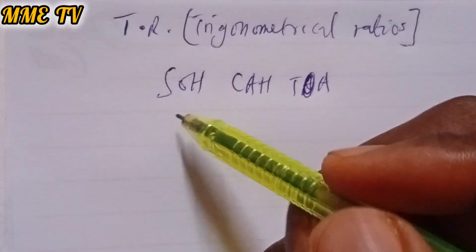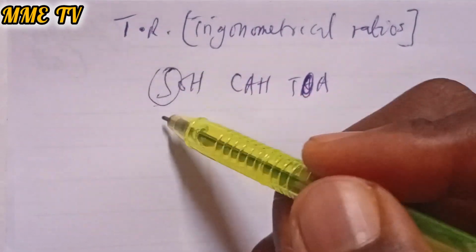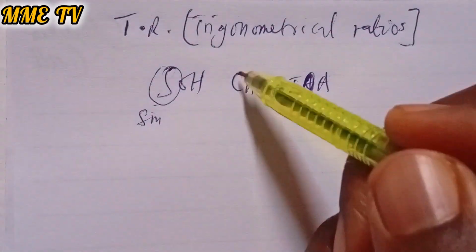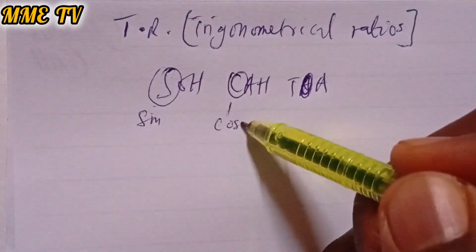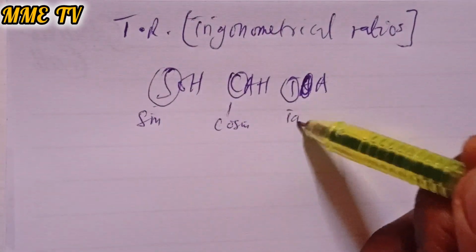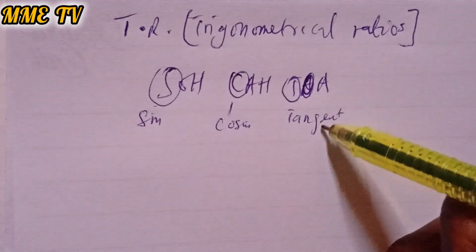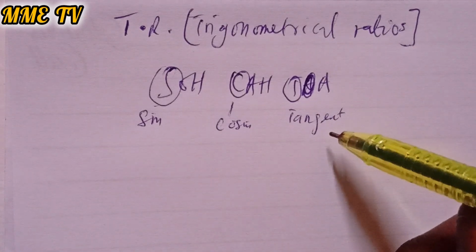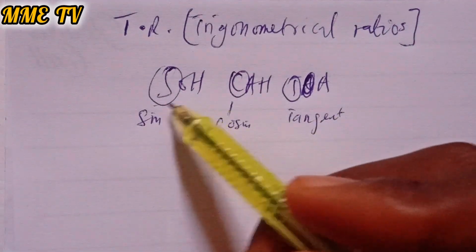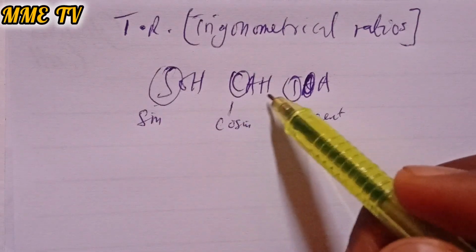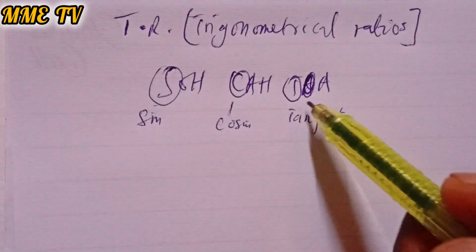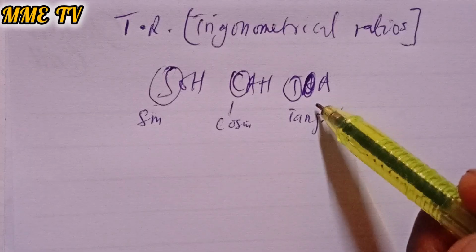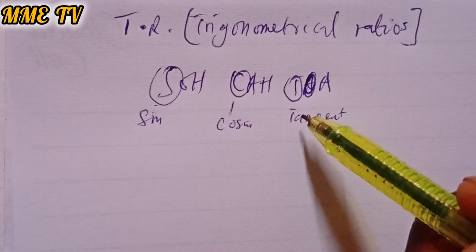SOHCAHTOA. So this particular S stands for sine. This C stands for cosine, while this A stands for tangent. Okay? Tangent. So SOHCAH and then TOA. That is TOA. You understand what I'm saying?